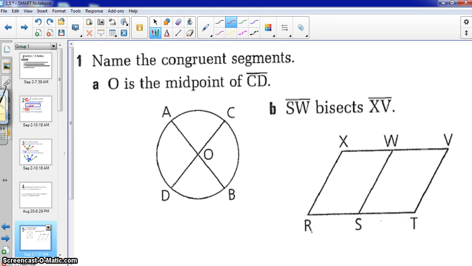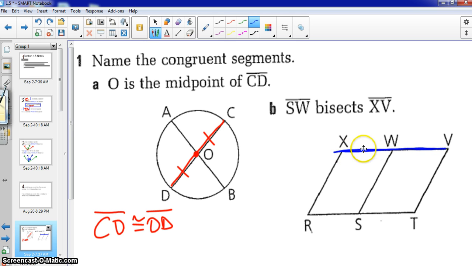In this next problem, we have naming the congruent segments based on the given information. If we have segment CD and we are given that O is the midpoint, then we can mark that those 2 segments are congruent, creating a statement of CO congruent to segment OD. In part B, we have the segment SW bisecting the segment XV, creating these 2 congruent segments, XW congruent to WV.